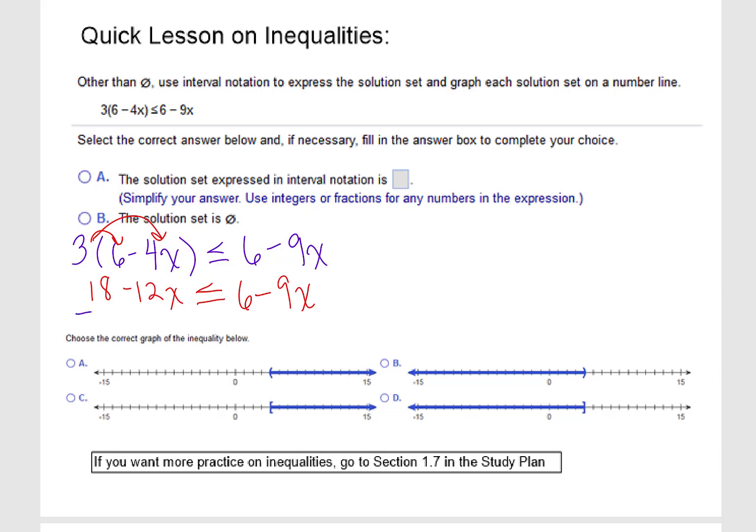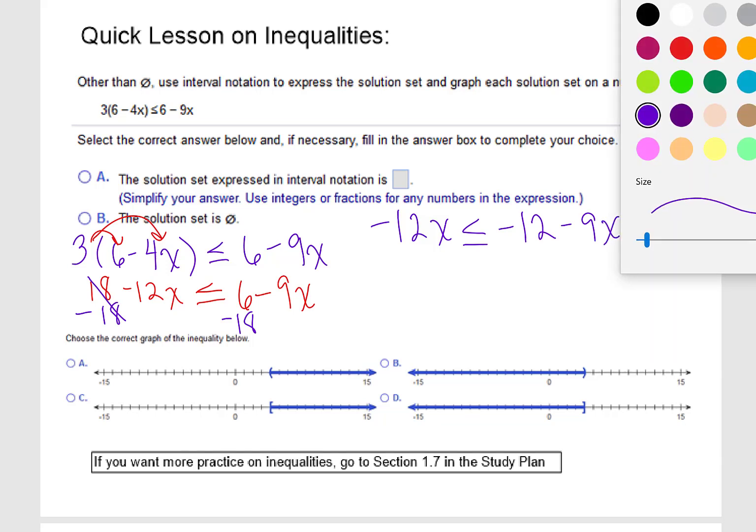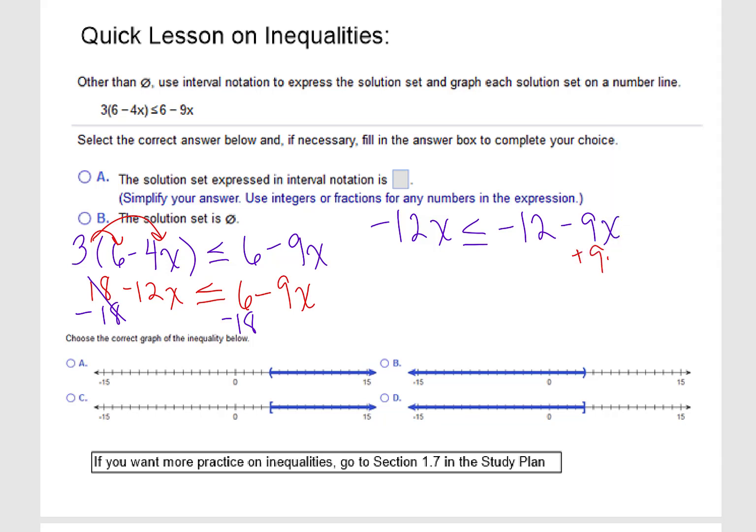I'm going to subtract 18 from both sides, giving me negative 12x is less than or equal to negative 12 minus 9x. Almost there. I'm going to add 9x to both sides. I get negative 3x is less than or equal to negative 12.